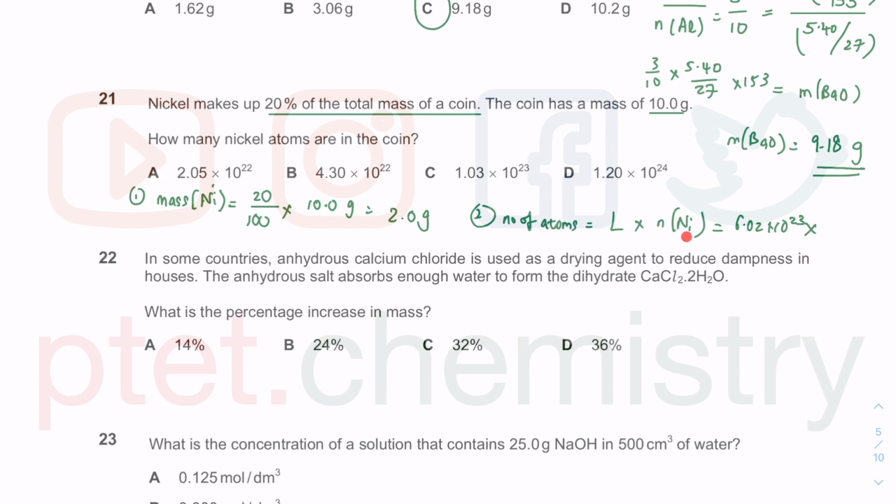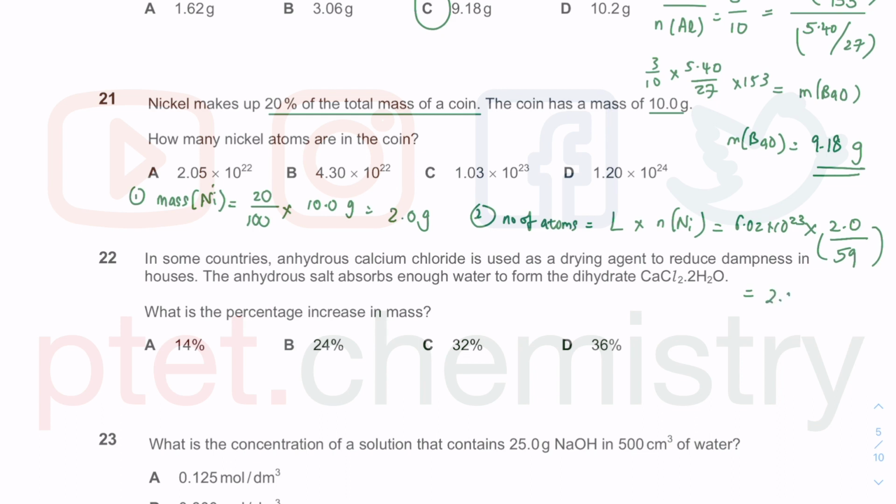So nickel is an element, element number 28 in the periodic table, somewhere in the middle there. Nickel has a symbol Ni. It has got relative atomic mass of 59. So mass is 2.0 divided by 59. This is the mole of nickel atoms, times the Avogadro constant will give you the number of nickel atoms. So 6.02 times 10 to the 23 times 2 divided by 59.